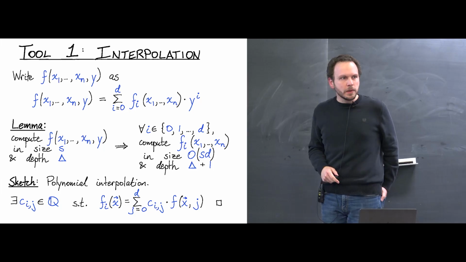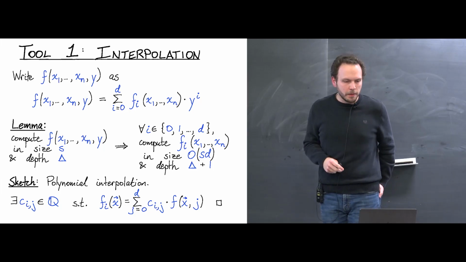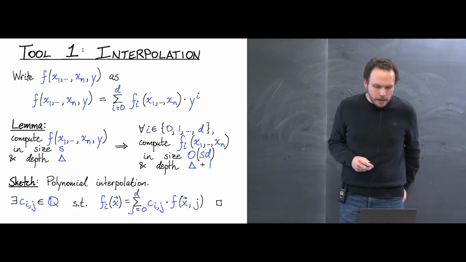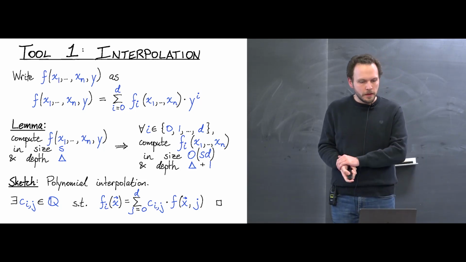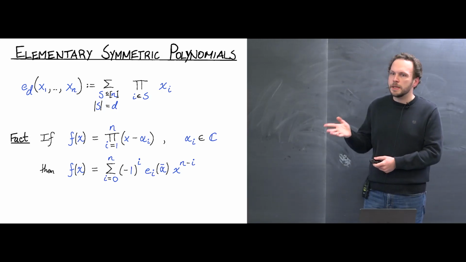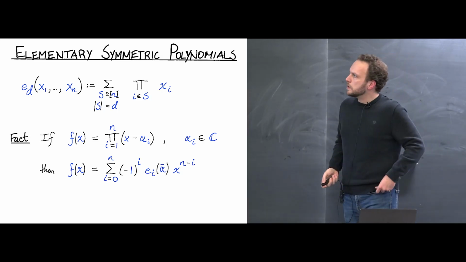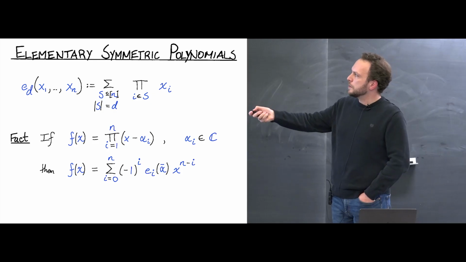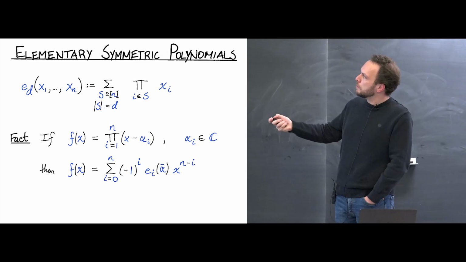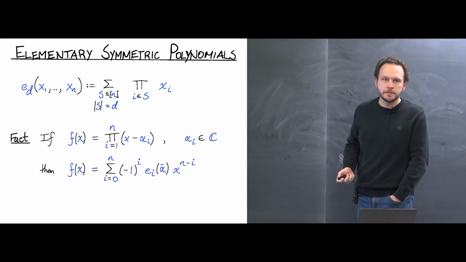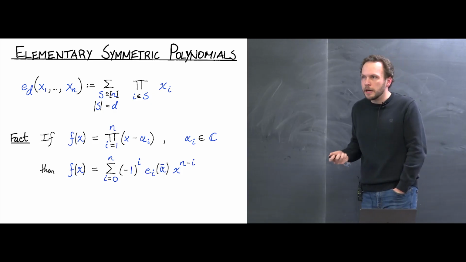So let me give you an example of what you might do with polynomial interpolation. And to do that, I need to introduce one useful family of polynomials for what we're going to do. This is a family of polynomials called the elementary symmetric polynomials. These are polynomials in n variables of degree d. What you do is you sum over all subsets of size d of the integers 1 through n, and for each subset S, you pick up a monomial consisting of the variables indexed by that set S.